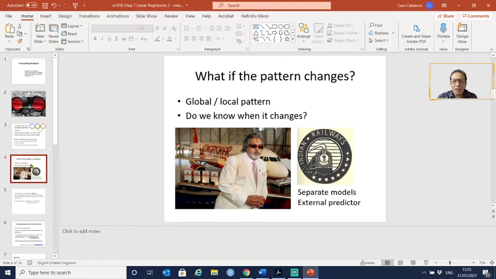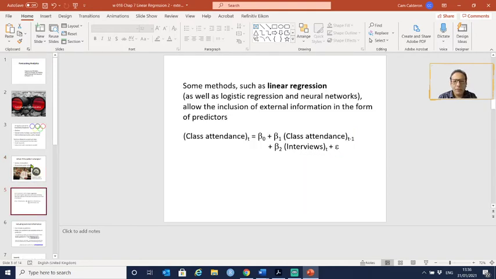Here we have Indian Railways in our picture, and we have as well Kingfisher, which are in the transport sector. Obviously we want to get to know where the pattern changes and how we can forecast, for instance, sales for these two companies. So some methods such as linear regression, as well as logistic regression and neural networks, these three methods we are going to cover during this course, allow the inclusion of external information in form of predictors.